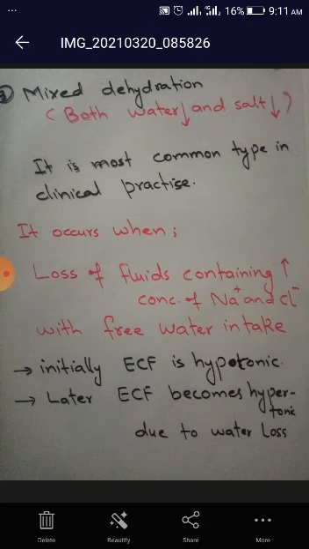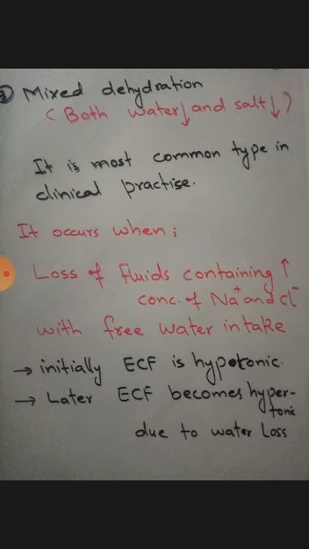In case of mixed dehydration, both water and salt will be lost, and they will be lost at a parallel rate. It means almost equal loss of water and salt will be observed, and this is the type that is most commonly observed in daily life practice, in which loss of salt and water both are observed. Now, what is the effect of mixed dehydration on volume of ECF and volume of ICF?